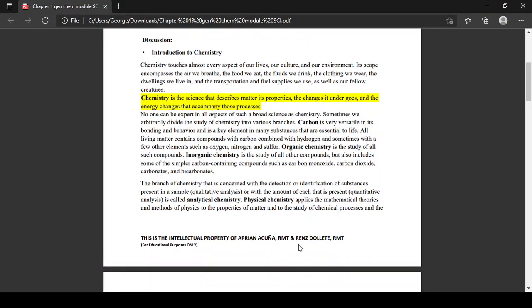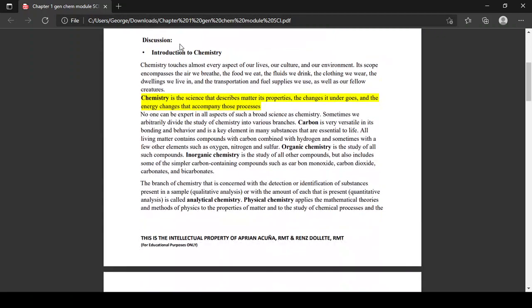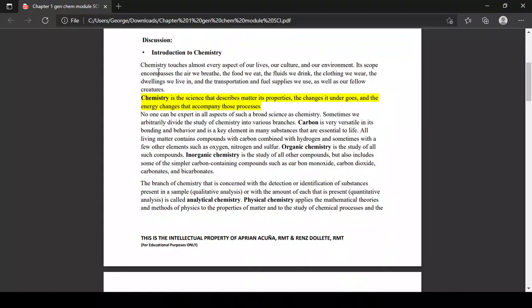So this will be our Module 1 for chemistry, or intro to chemistry, or your general and organic chem. Chemistry touches almost every aspect of our lives, our culture, and our environment. Its scope encompasses the air we breathe, the food we eat, the fluids we drink, and the clothing we wear, the dwellings we live in, and the transportation and fuel supplies we use, as well as our fellow creatures.